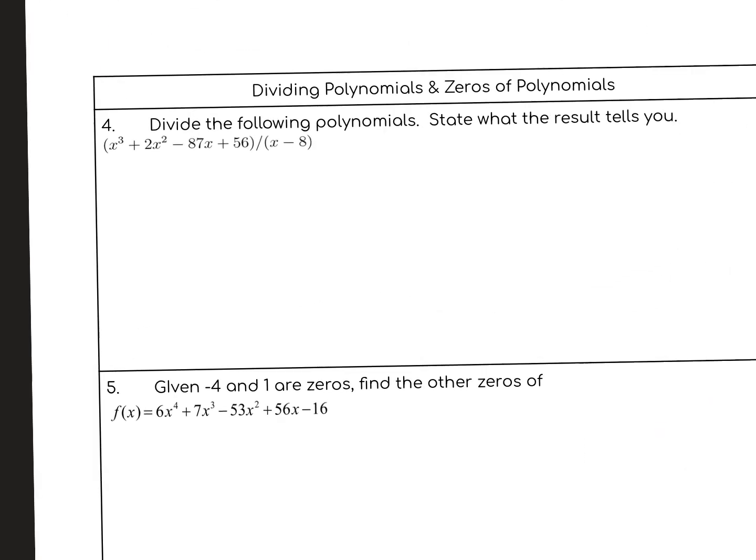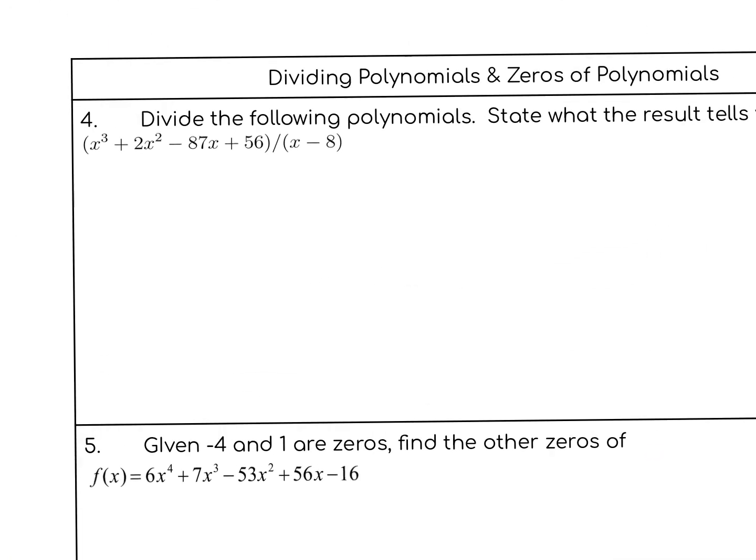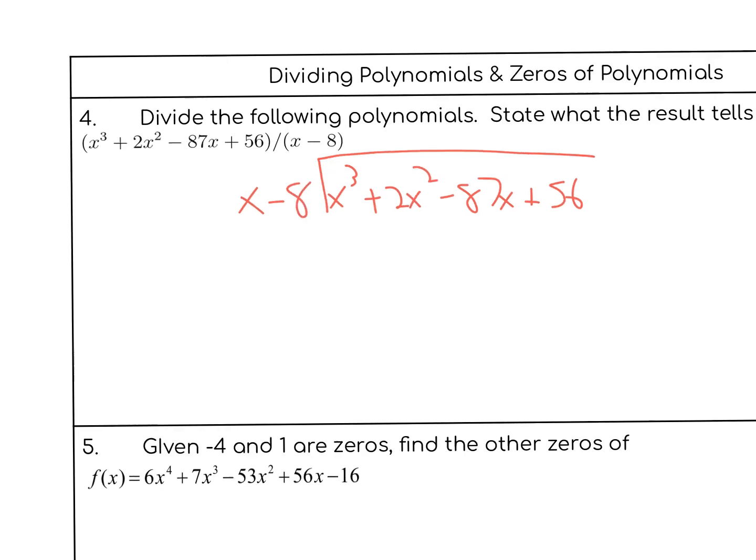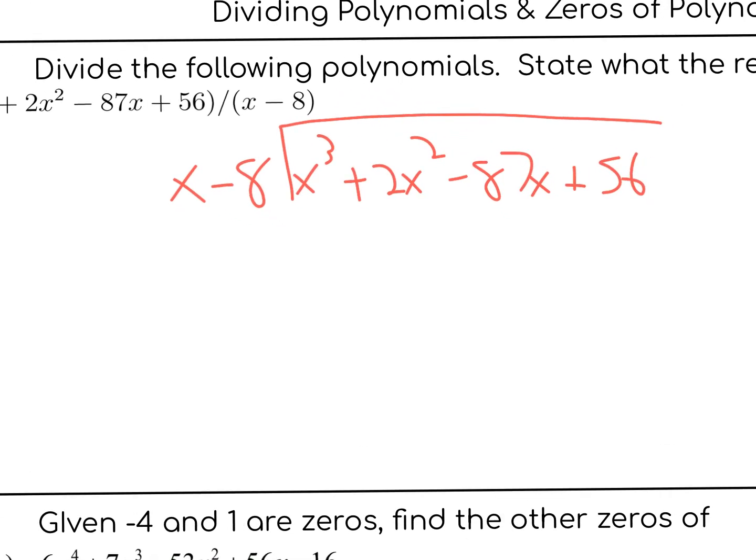Divide the polynomials. Okie dokie. x cubed plus 2x squared minus 87x plus 56, divided by x minus 8. How many times does x go into x cubed? Or what times x is x cubed? That's going to be x squared. Distribute that to both the x and the 8.